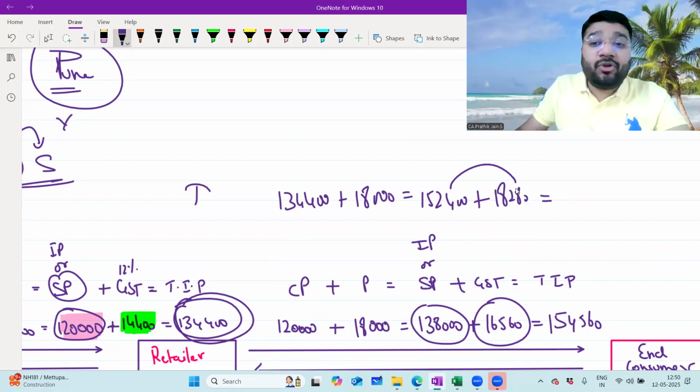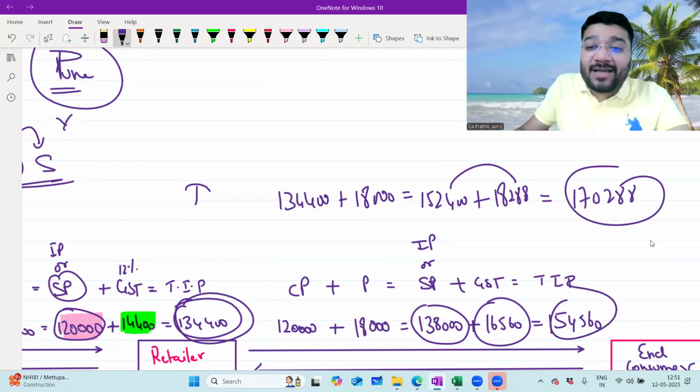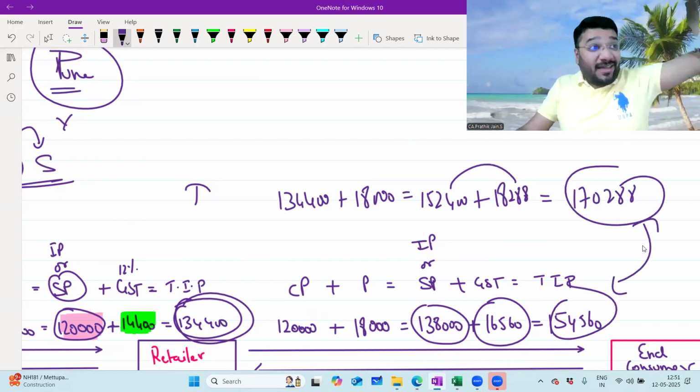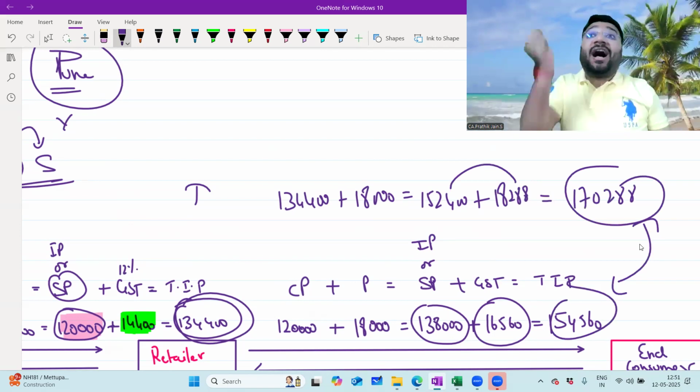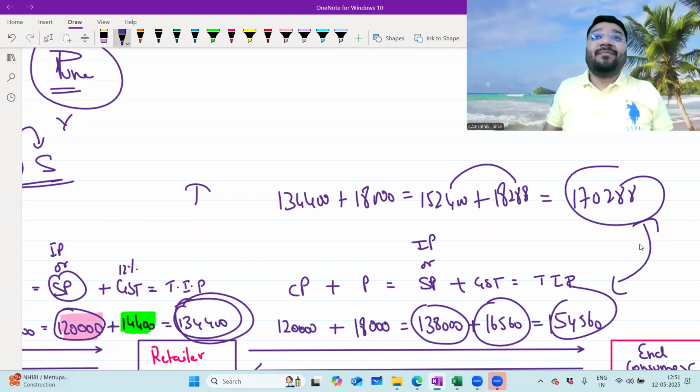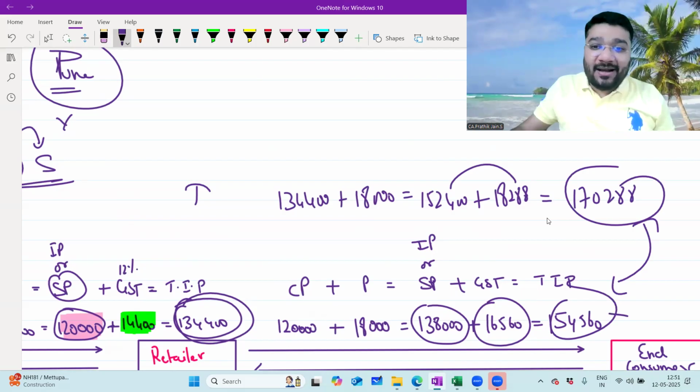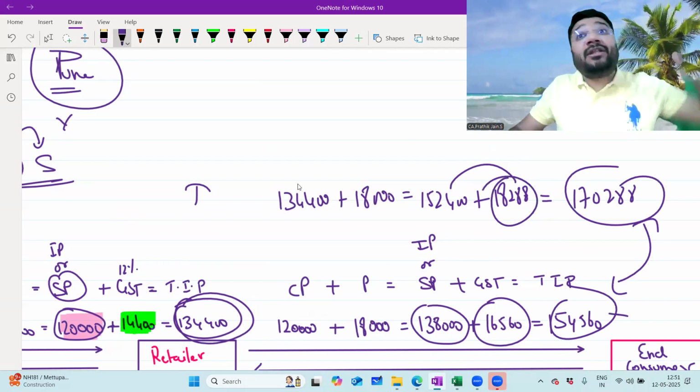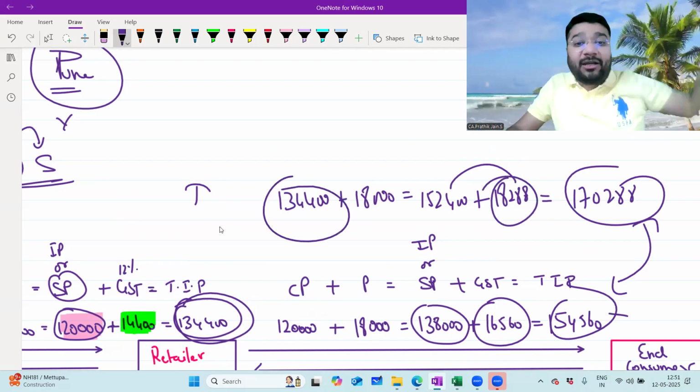Add these both. Selling price totally: 152,400 plus 18,288, which is 170,688. Look at the difference in the price, boss. When input is not available to retailer, he will charge that tax from you only. Means already you are paying tax here. On top of that, the tax that the manufacturer charged, that also is included here.